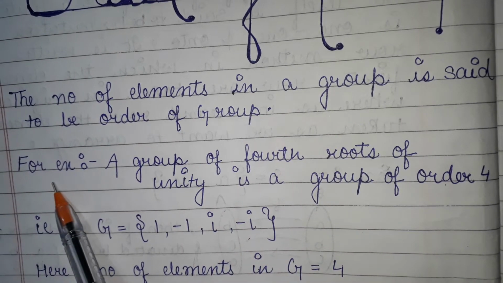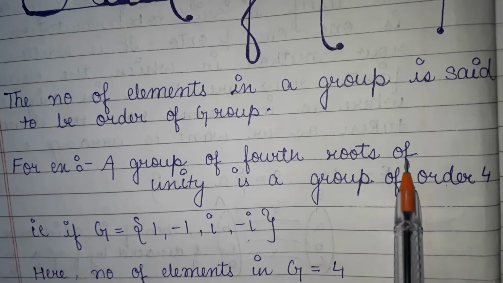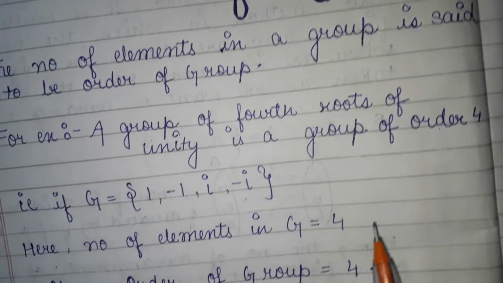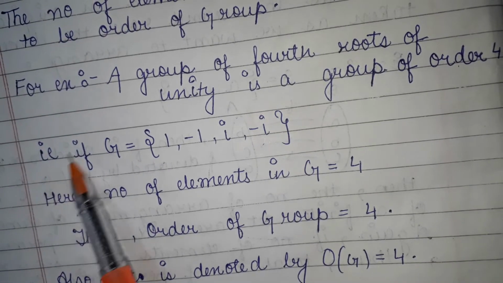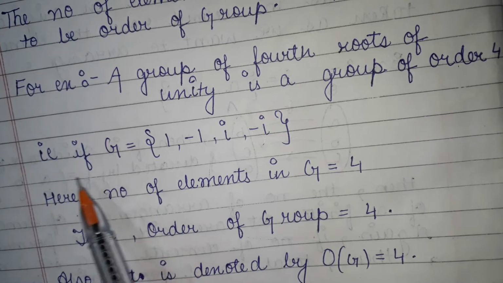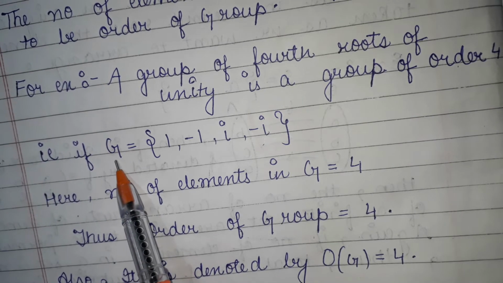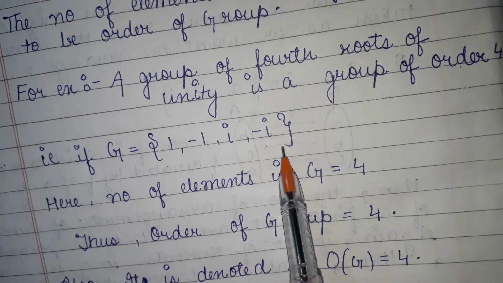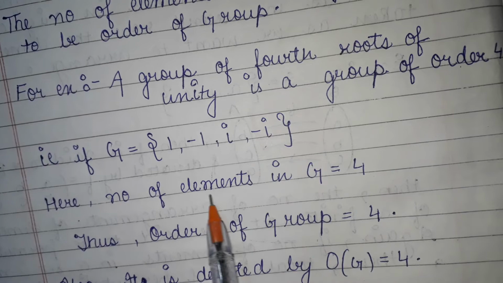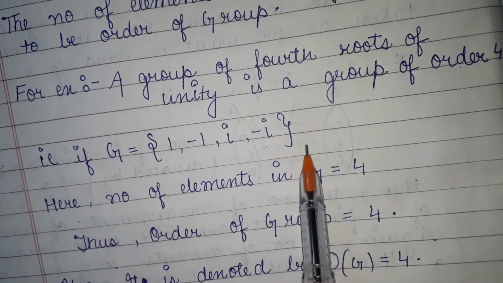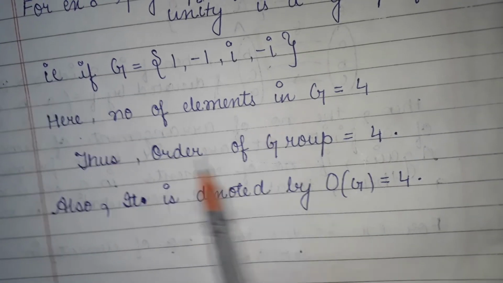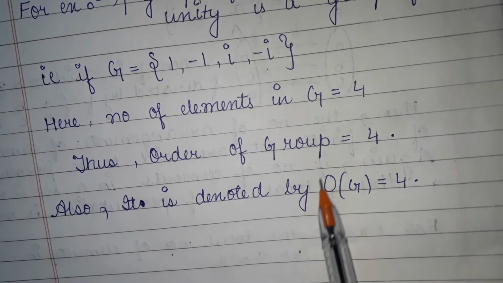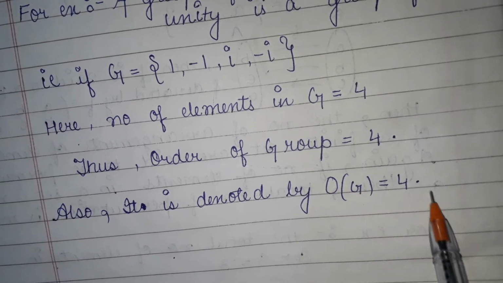For example, a group of fourth roots of unity is a group of order 4. To understand better, let us consider an example. If G is equal to the group of fourth roots of unity, then its elements will be 1, -1, i, -i. Here the number of elements in G is equal to 4. So the order of the group will be 4. One more thing, it is also denoted by O(G) = 4.